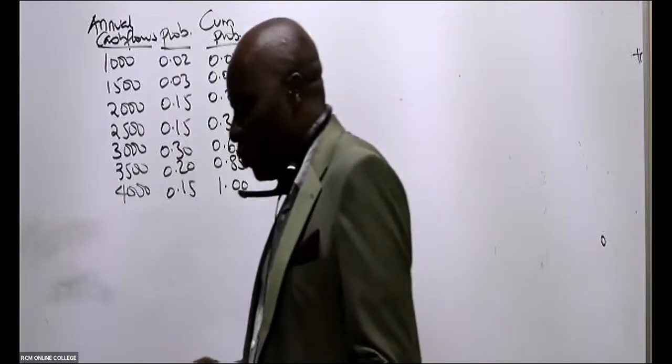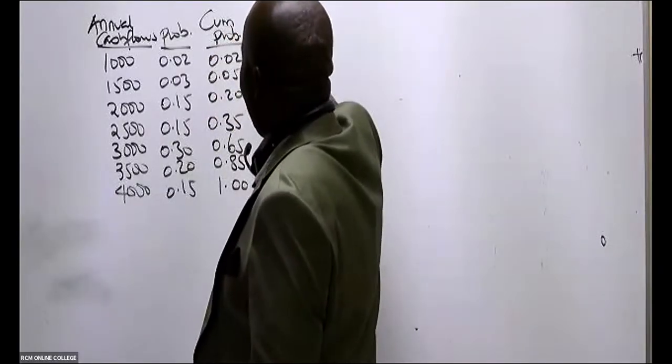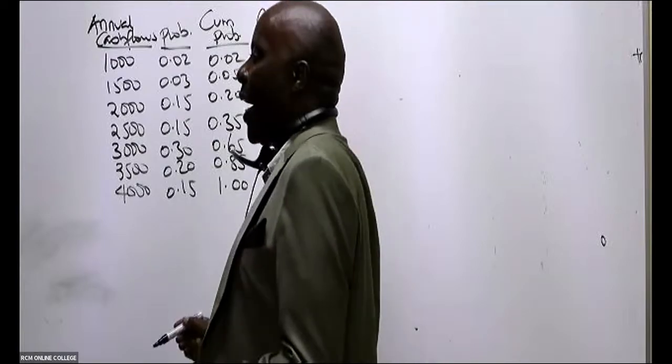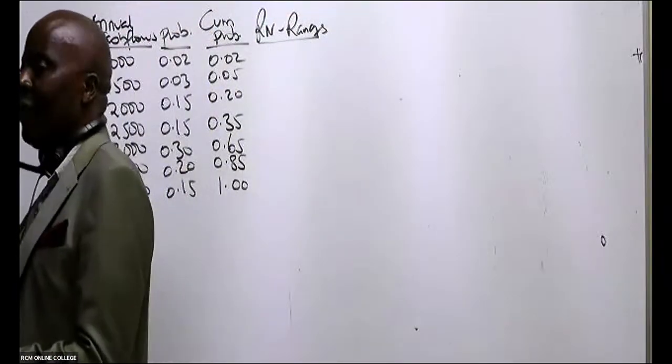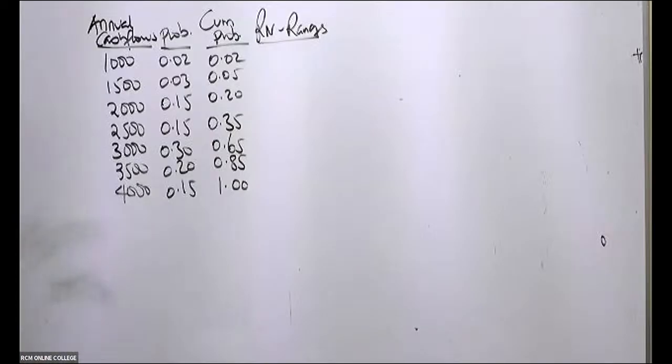Now, after getting the cumulatives, I'll be able to give you the random number ranges, and I would want to give you exactly 1 minute. Try deriving these random number ranges on your own.